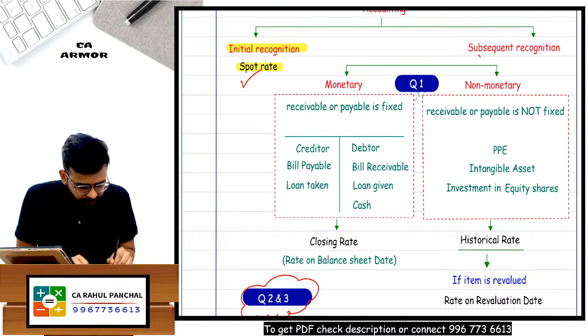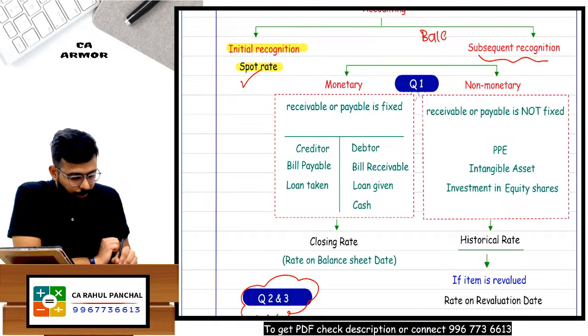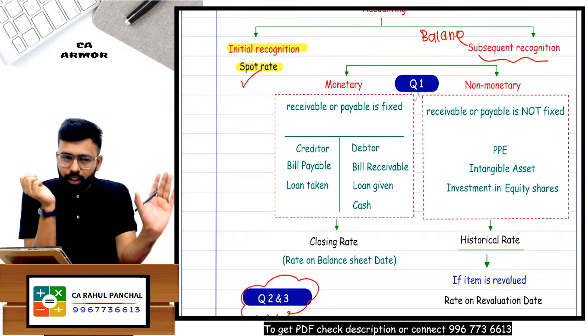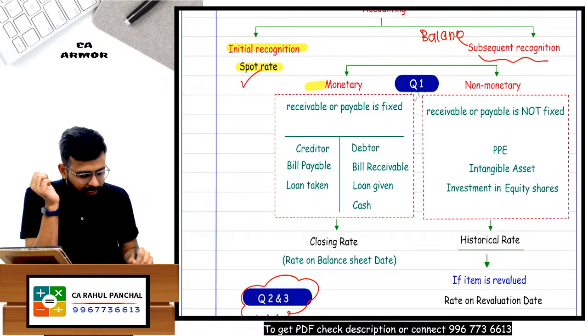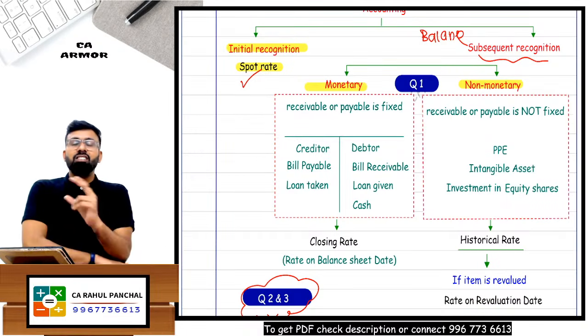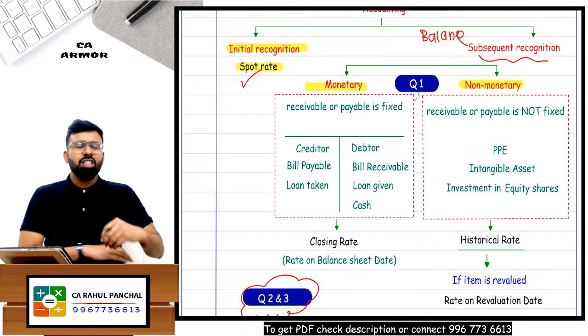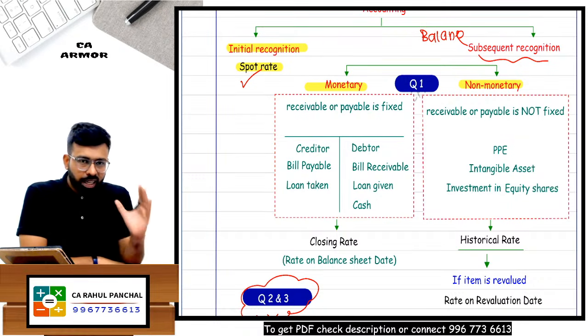Okay, but sir, subsequent recognition is done on the balance sheet date. Now this is something that they have written, because even if you don't know this, you can solve the question easily. But let us try to understand a few things. There are some items which are monetary items, and some which are non-monetary items. People have a lot of confusion as to what is monetary and what is non-monetary. Let us try to understand this.